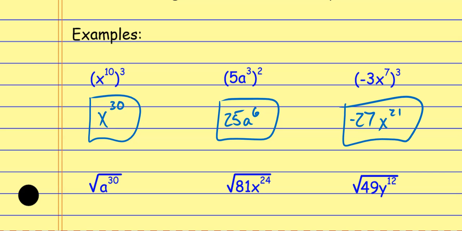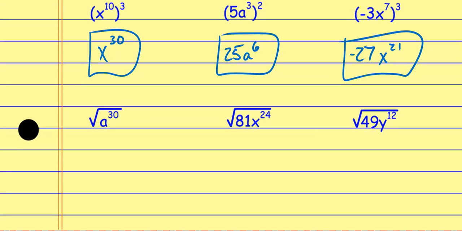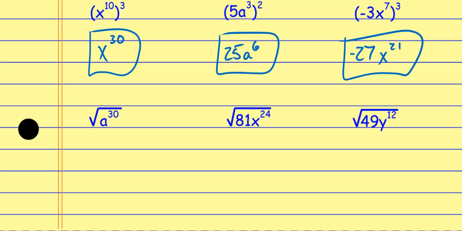Okay? And remember, taking the square root here. When we take the square root, remember, every square root has like a little 2 right here. We don't write it, but it's always there. That's what we're dividing the exponent by, is that little 2 that's not written. Okay? So here, this would be a to the 15th. Remember, we divide the exponents. Here, this one, the square root of 81 is a 9. And then we divide the exponents. That's x to the 12th.